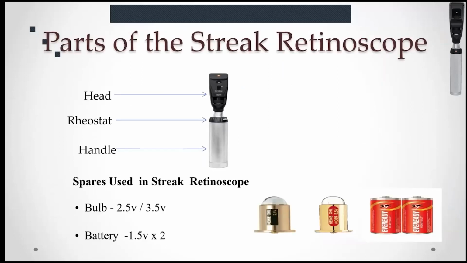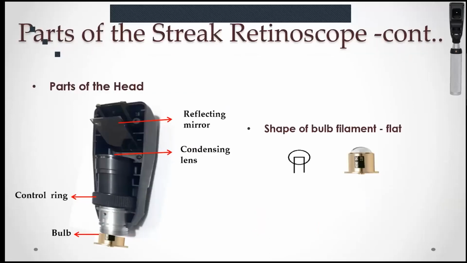Let us move on to the parts of the streak retinoscope. The major parts are the head and the handle. The head consists of optical parts, and the handle has the provision to give energy to the light to glow. Here we use spares like the bulb and dry cells. For the battery-operated type, we need two 1.5 volt batteries and a 2.5 volt bulb. For the power supply operated and rechargeable streak retinoscope, we may need a 3.5 volt bulb. In case the bulb fuses, if you want to replace it, you should note the rating of the bulb.